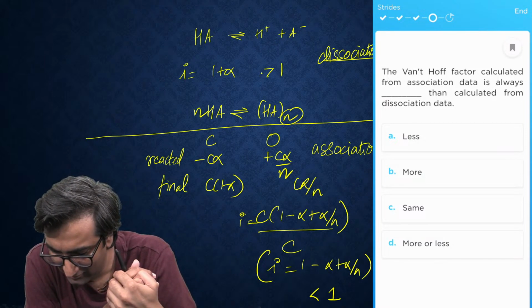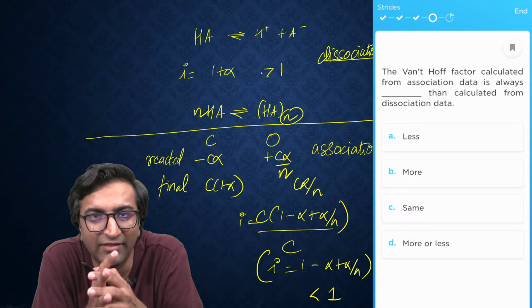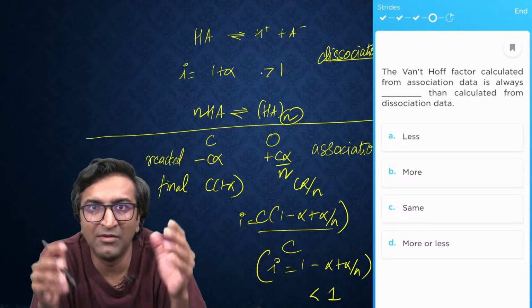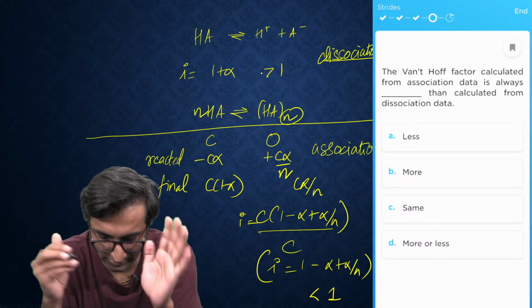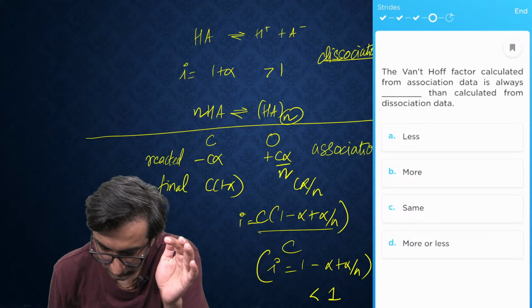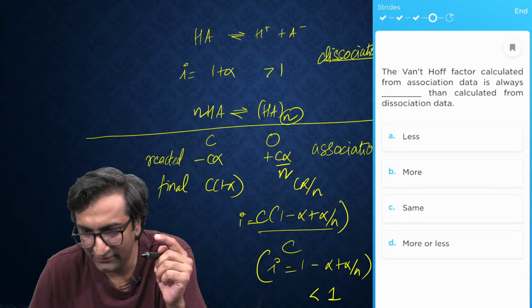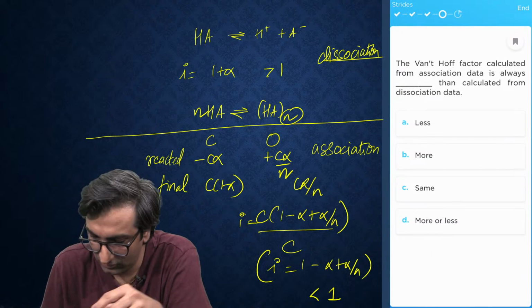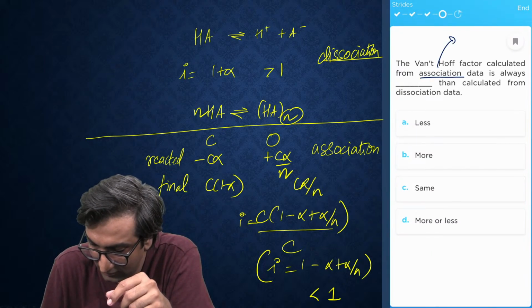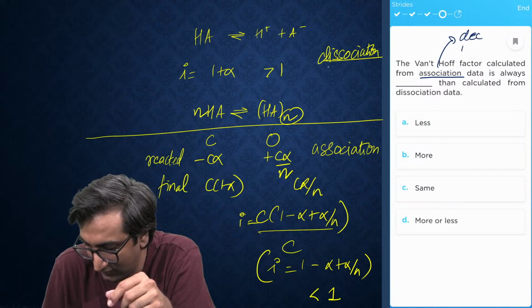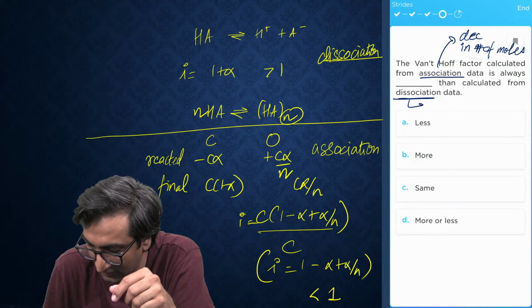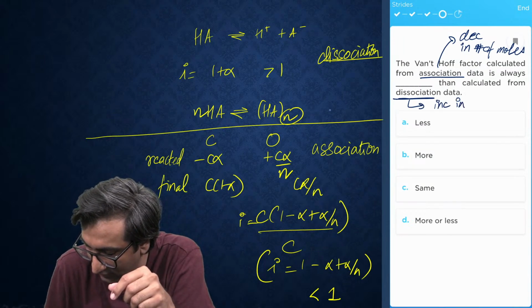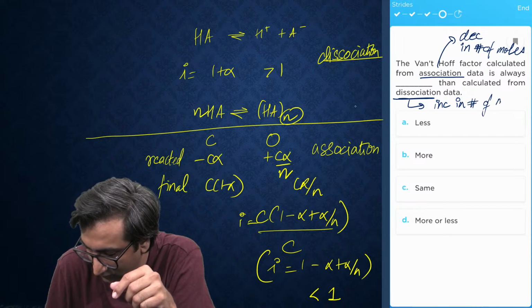No, wait, association means coming together. Okay, I'll tell you what the confusion is. Maybe in my head there's a confusion. Association means coming together, meaning the number of moles is decreasing. Okay, let me write that down over here. Let me hide this so you can see clearly. I'll write it above this also. Association means decrease in number of moles. Okay, and dissociation means increase in number of moles.